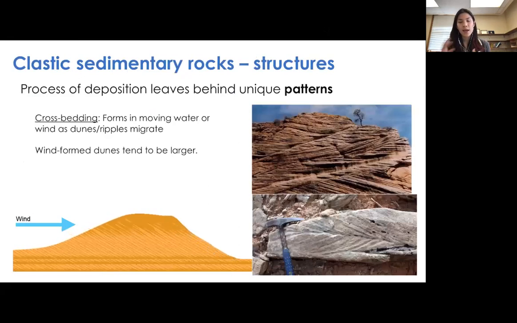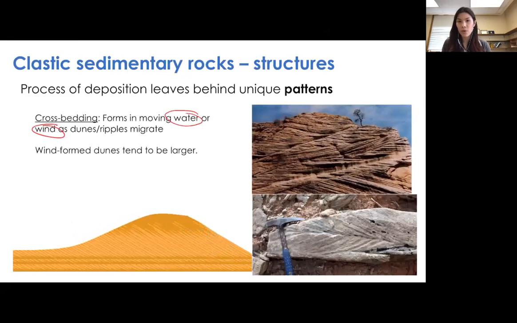If we get into slightly higher energy environments, we can get a type of bedding called cross bedding. And this occurs when we have dunes or ripples that are migrating. So this could be in desert or beach environments where wind is driving it, or this could be in rivers or tidal environments where you have water creating dunes or ripples.